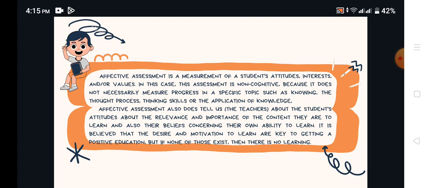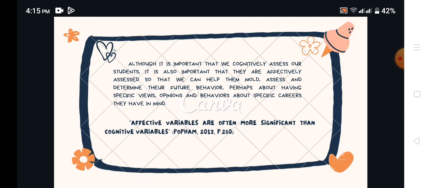It is important for us teachers since we do not just teach them academics but also shape their characteristics, since most of their time is spent in school than in their home. It is important also for us teachers to know if their feelings towards learning are positive because it will incline them to pursue learning in the future. Although it is important that we cognitively assess our students, it is also important that they are affectively assessed so that we can help them mold, assess, and determine their future behavior, perhaps about having specific views, opinions, and behaviors about specific careers they have in mind.